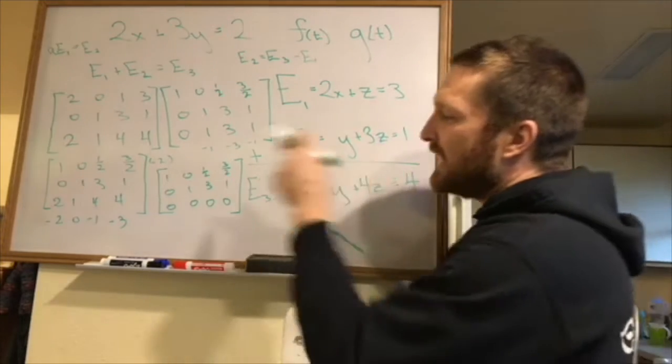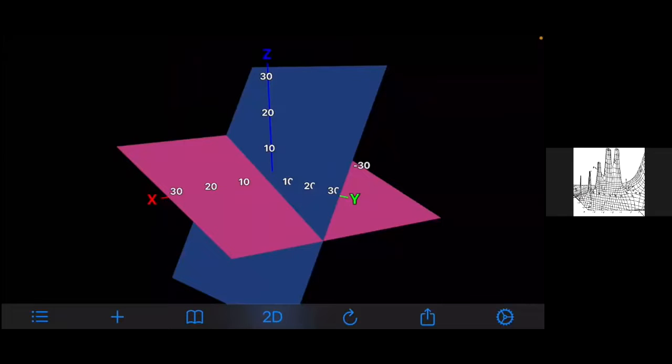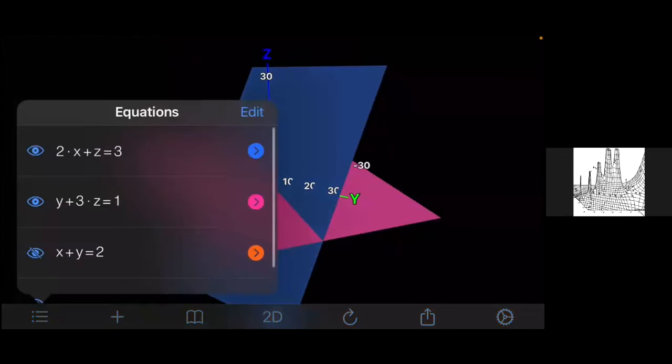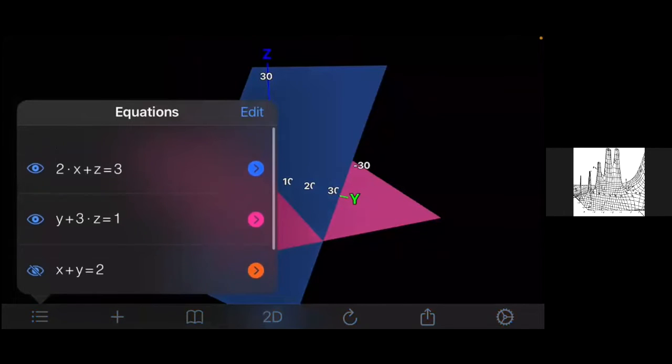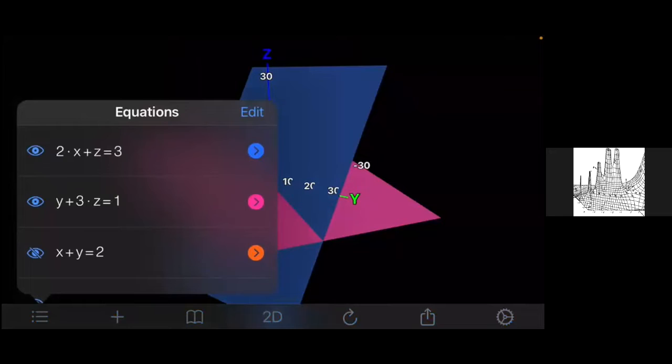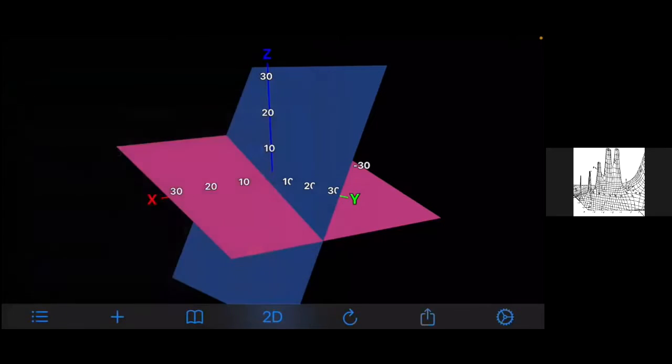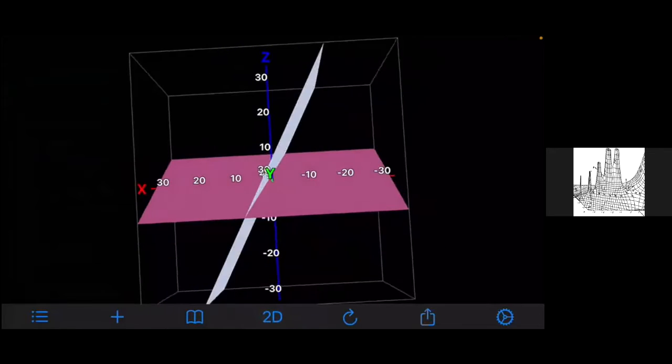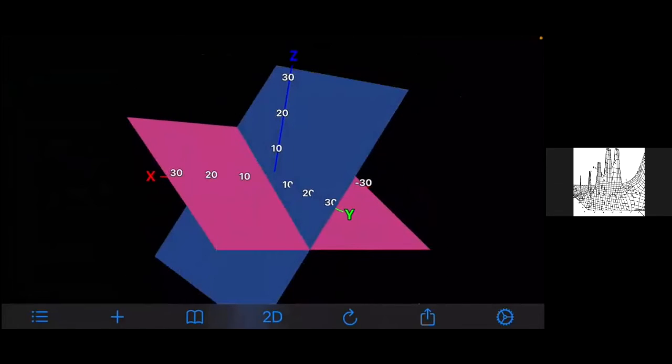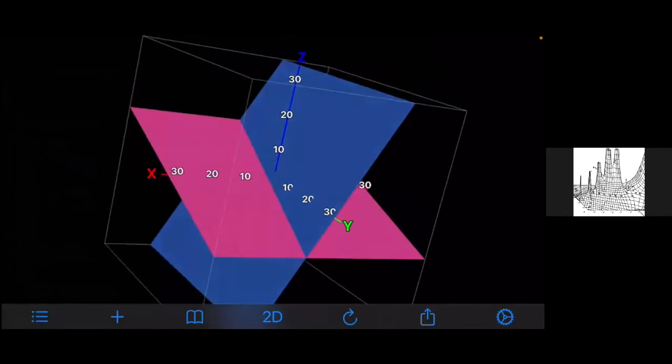So that's what's going on here. To illustrate what I'm talking about, I have plotted 2 planes here, and you can see we have 2x plus z equals 3. That's plotted in blue. And then in pink, I've plotted y equals 3z plus 1. And we could see that these 2 planes intersect here in a line, right?